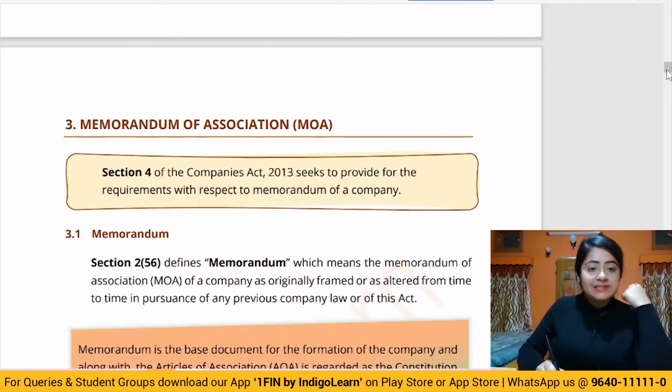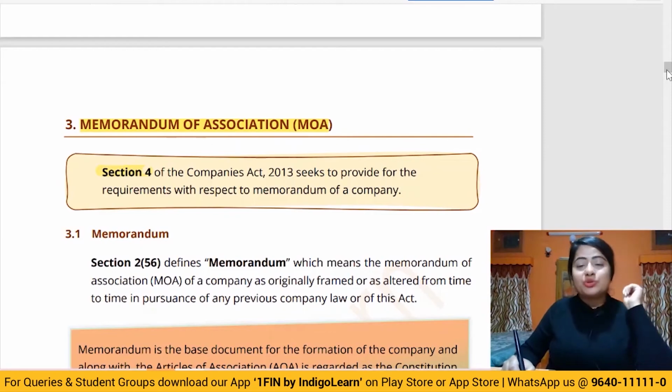Let's move on. Next is section number 4. Section 4 talks about the Memorandum of Association. What is a Memorandum of Association? It is a primary document of the company. Whenever a company is incorporated, a Memorandum of Association is created, and Articles of Association are created. Now this Memorandum of Association is a primary document, and it contains the most basic details about this company.